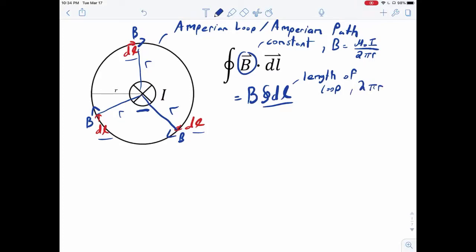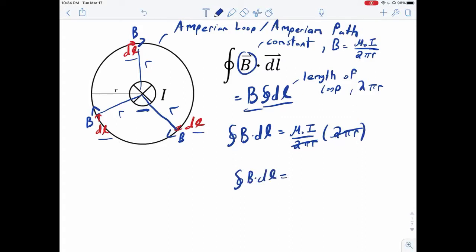So we put all this together, we have the integral over the loop of B dot dl is going to be mu sub 0 I over 2 pi r, that's B, and the integral of dl, that's going to be 2 pi r. And obviously the 2 pi r's cancel out, and we get the integral of B dot dl equals mu sub 0 I. And that result right there, that's a statement of Ampere's law.